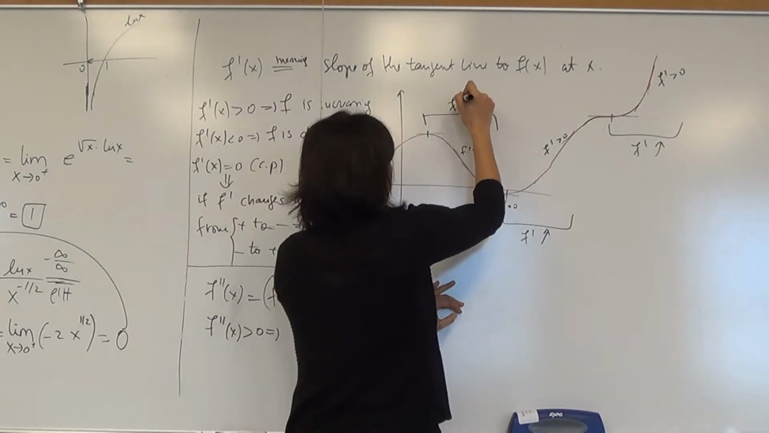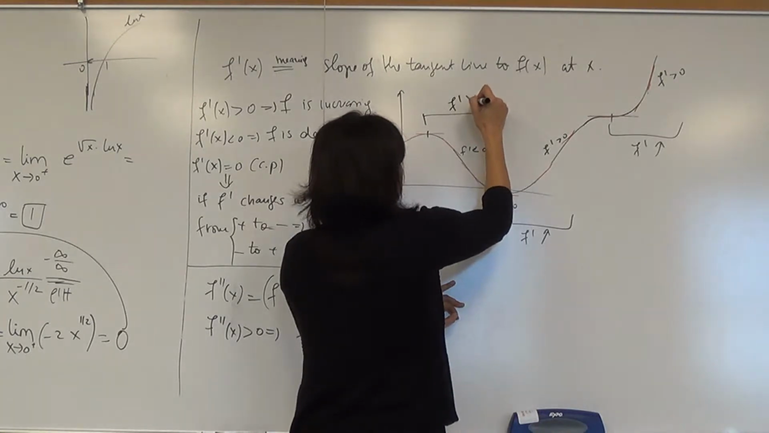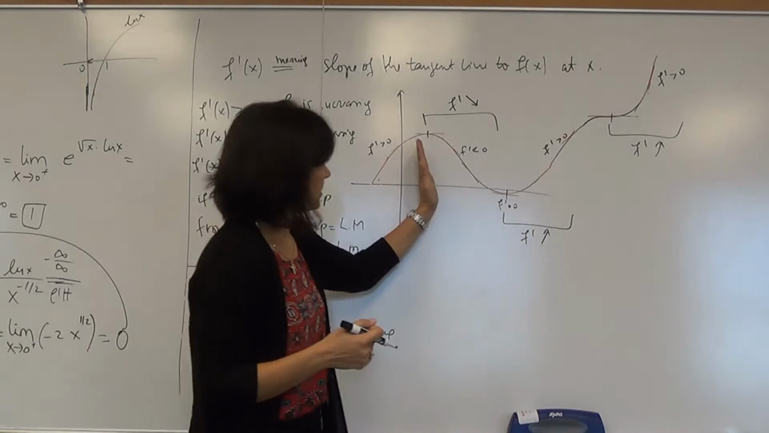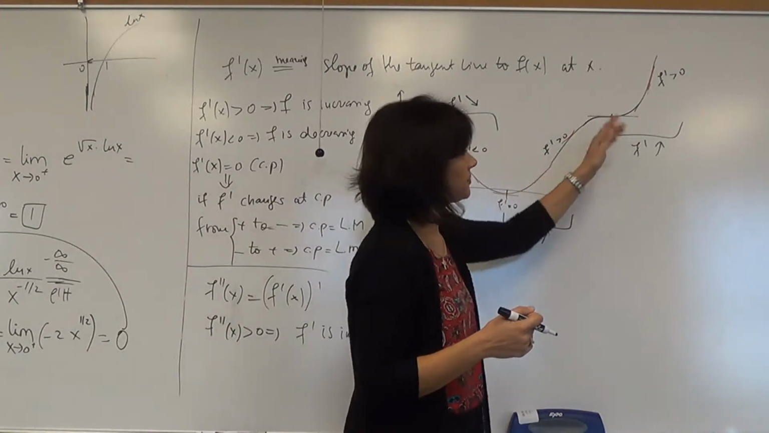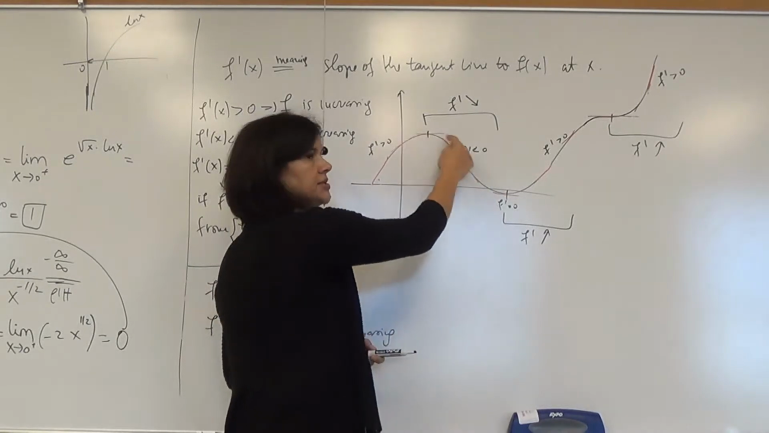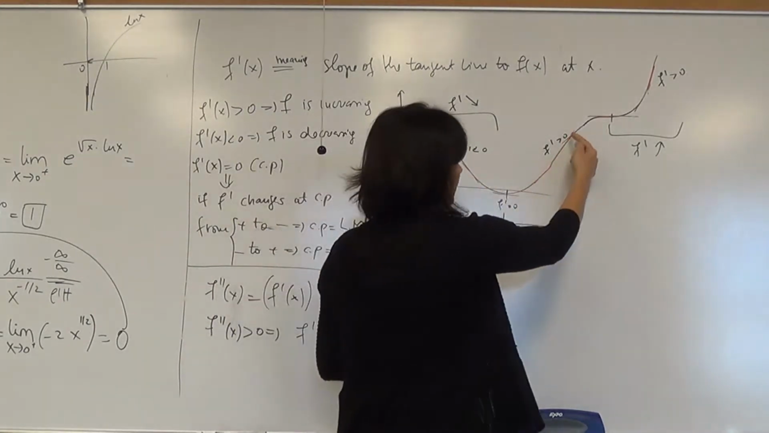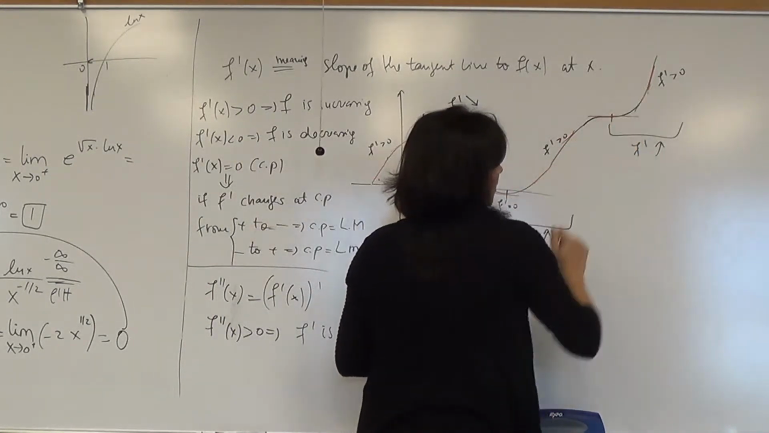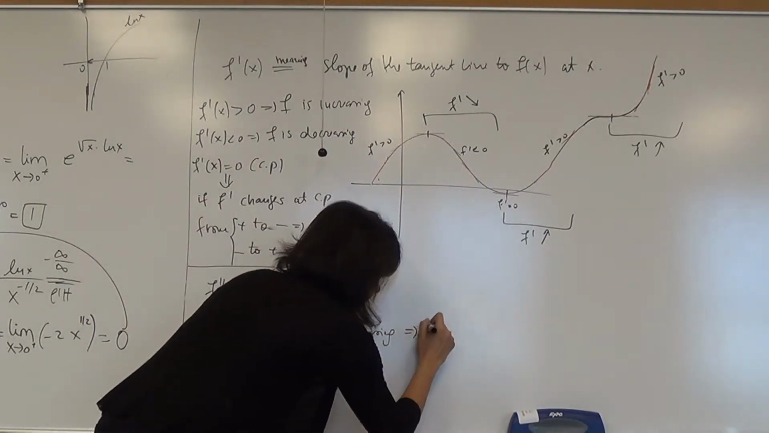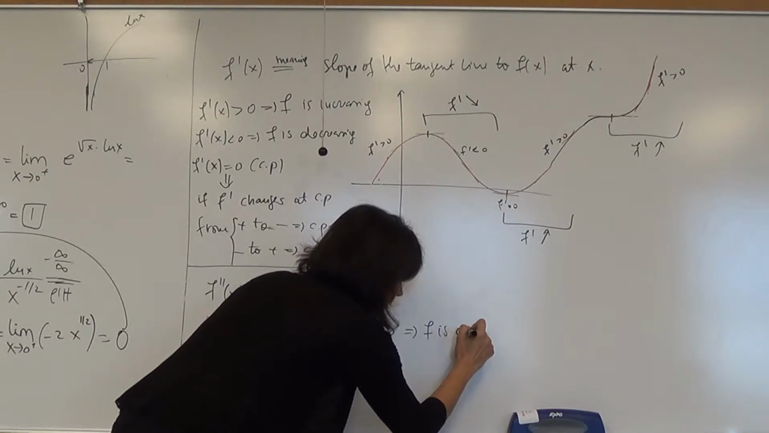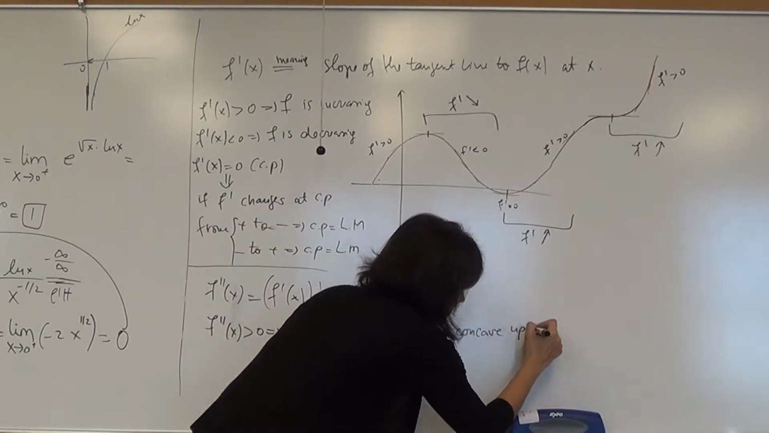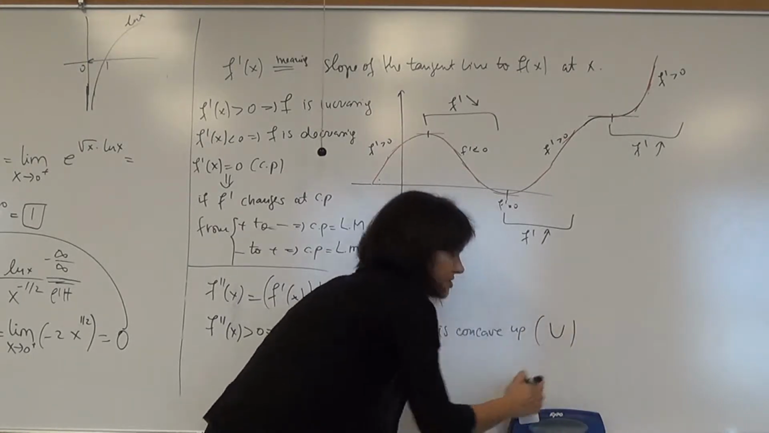Can you tell me a behavior of the graph decreasing? When f prime is increasing, how would you describe this behavior compared with these two? This is concave down, doesn't hold water. This one is concave up, holds water. So when f prime is increasing, it means f is concave upwards. This will be the sign.